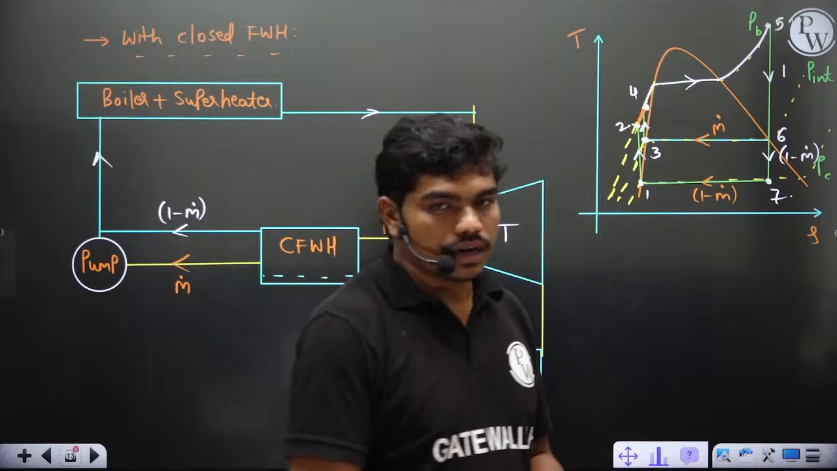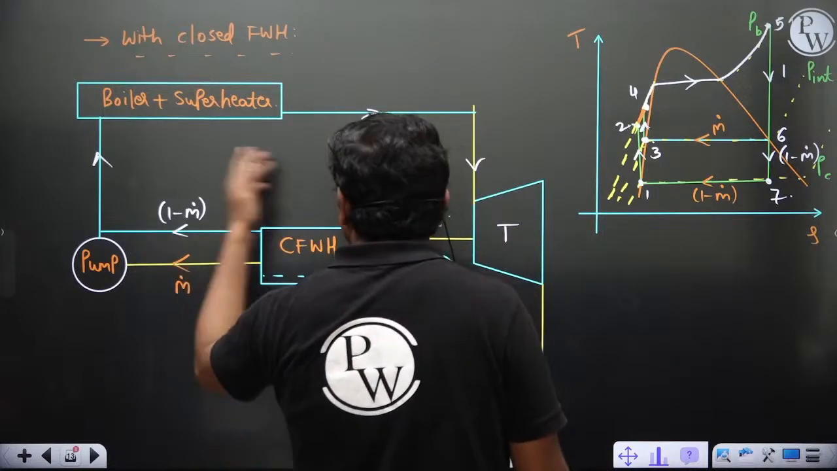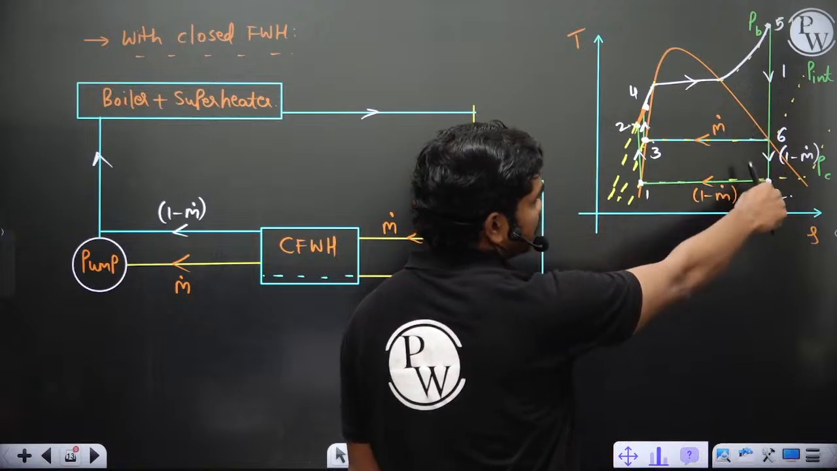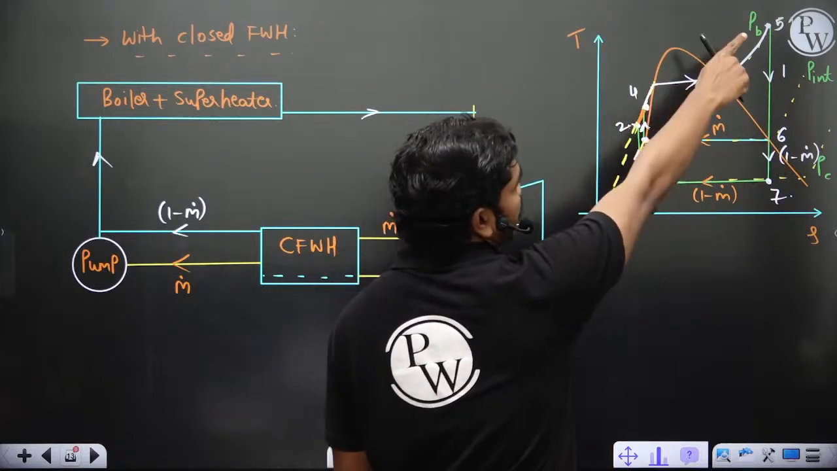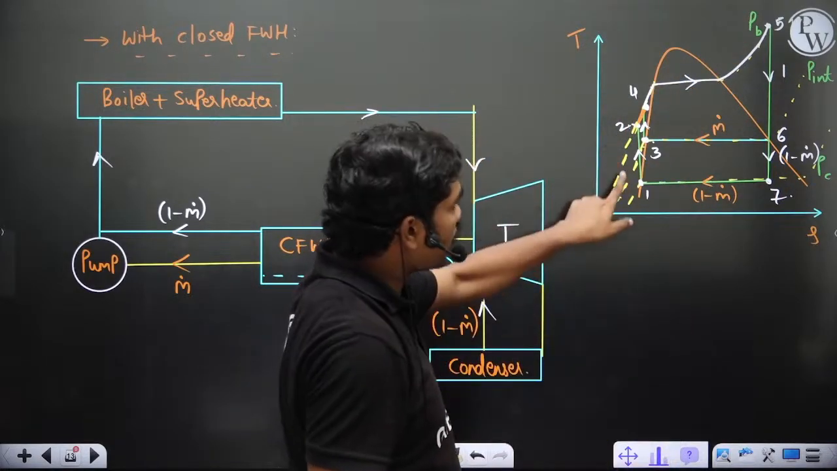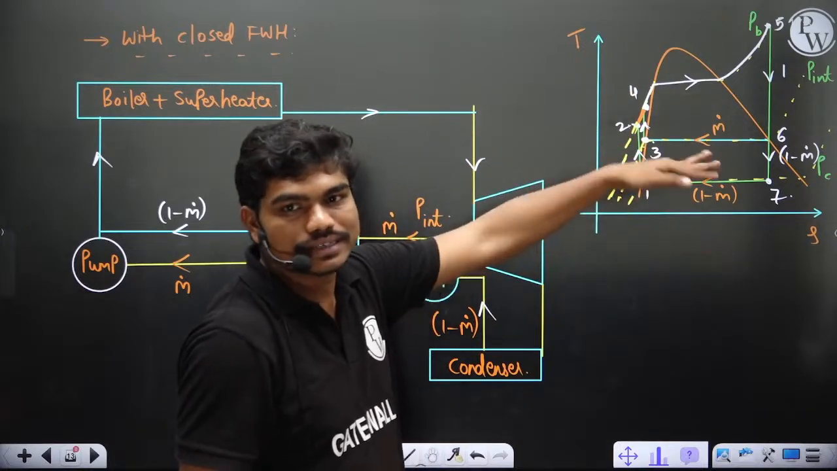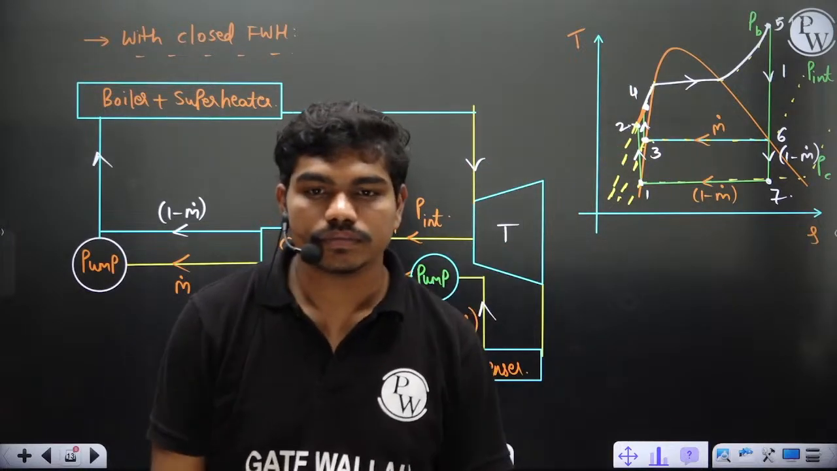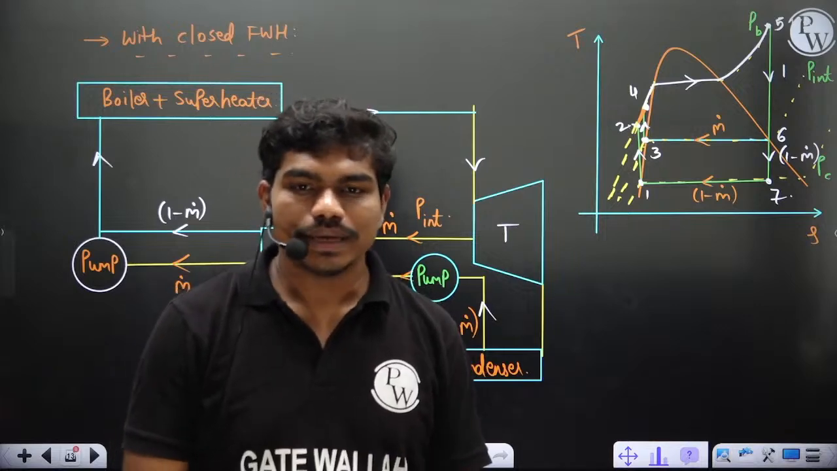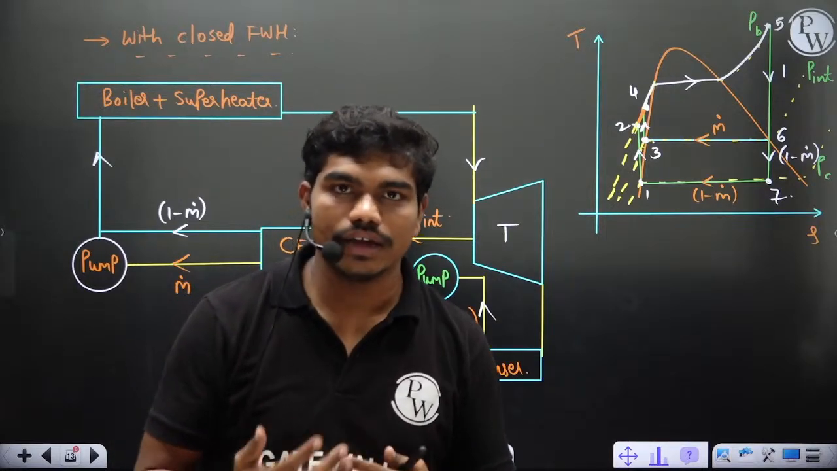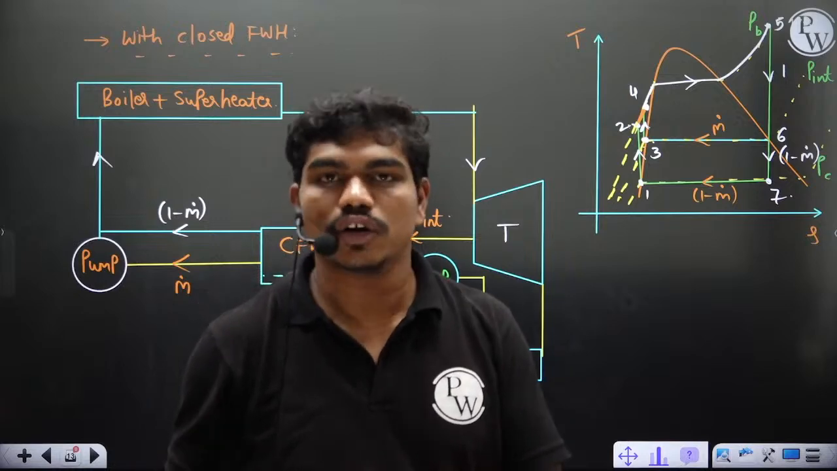Fine. Now again, if you want to calculate W net and all, you can write 1 into H5 minus H6 plus (1 minus m dot) into H6 minus H7. QS is 1 into H5 minus H4. Pump work is (1 minus m dot) into H2 minus H1 plus m dot into H4 minus H3. All these things you can write again as it is. Space constraint is normally there in any industry, but in terms of efficiencies and all, space constraints do not have much impact.